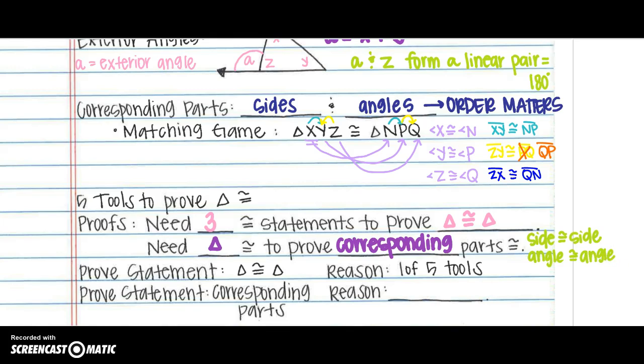Now, the next part, if my proof statement is a triangle is congruent to a triangle, my reason in that proof, I would put one of the 5 different tools. So that may mean side, side, side; side, angle, side; angle, angle, side. Remember, the side is not between the 2 angles. Angle, side, angle, there is the included side; or HL, that only works with the right angle, that hypotenuse leg.